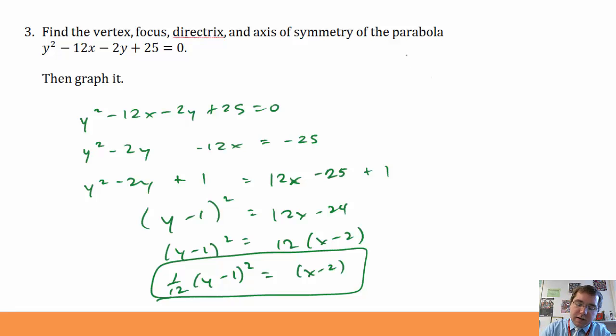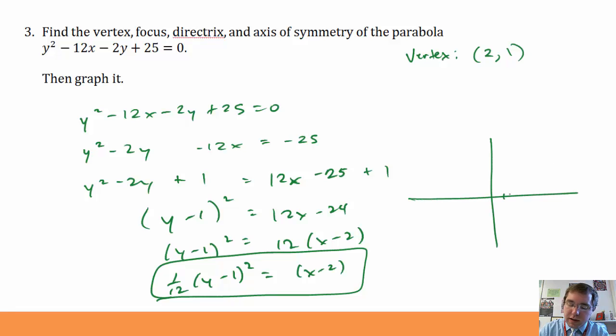So, what's the vertex? Well, the vertex is h, k, which is 2, 1. Okay? What is the focus? Well, how is this parabola going to open? The y term is squared, so it opens horizontally, and the a is positive, so it's going to open to the right. The vertex at 2, 1, it's got to open to the right. That means the focus is going to be to the right of the vertex. The directrix is going to be to the left of the vertex.